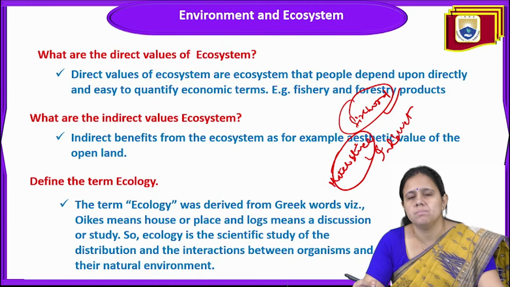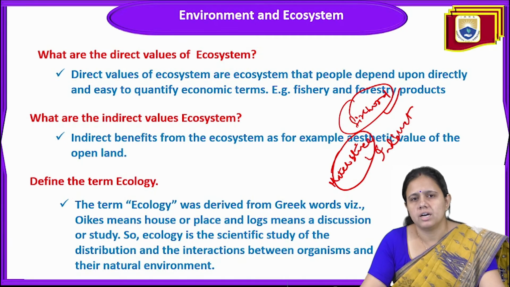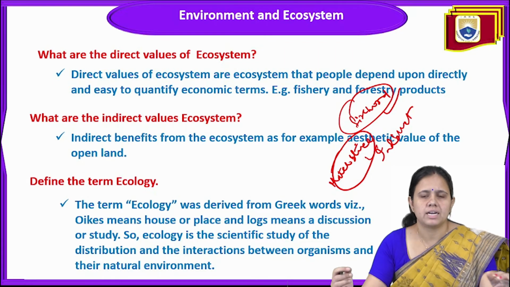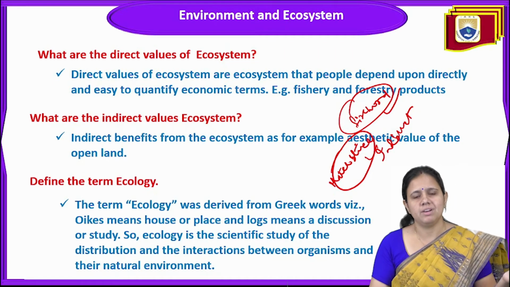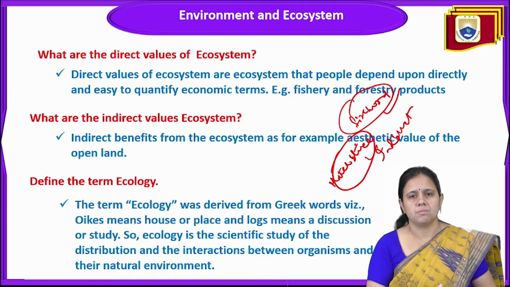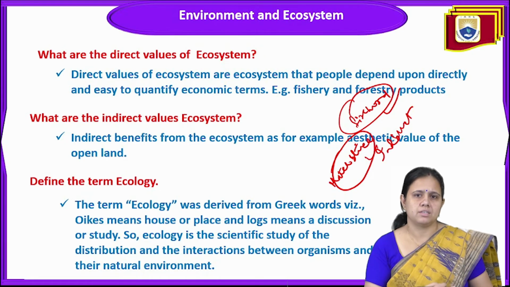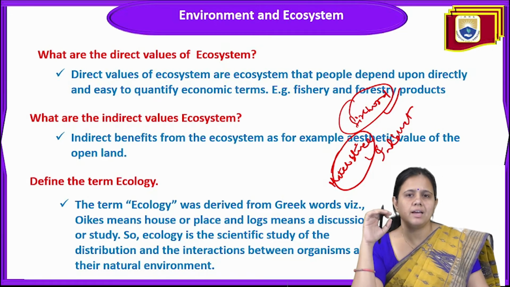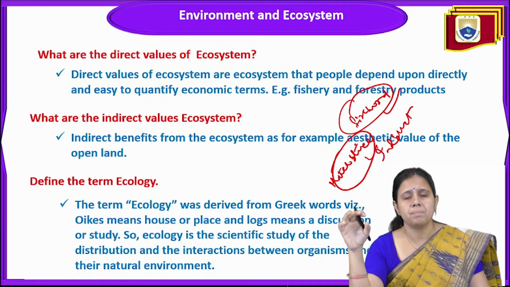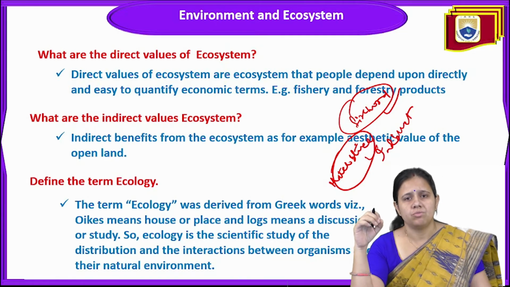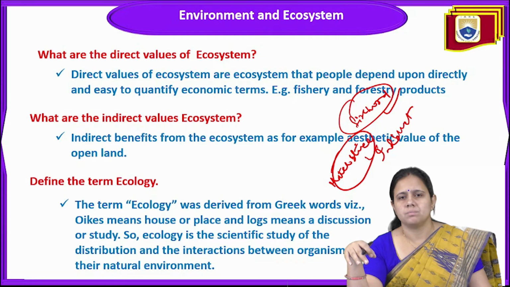Means the ecosystem is giving your association and your benefit that will not be direct. If it will come indirectly, means it will come in the form of any product, then we can say that this is the indirect value. And direct value, directly we are taking the benefit from the ecosystem, like forestry products, agriculture, crops, so directly we are taking their benefit. It is the direct value of ecosystem.